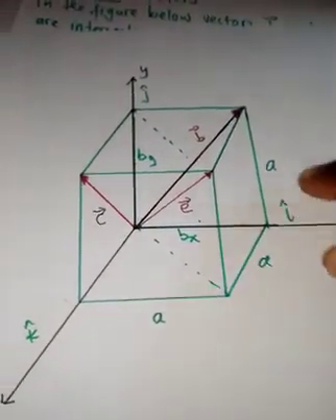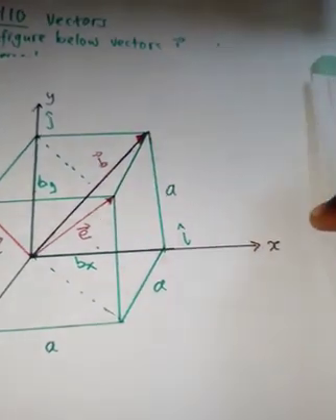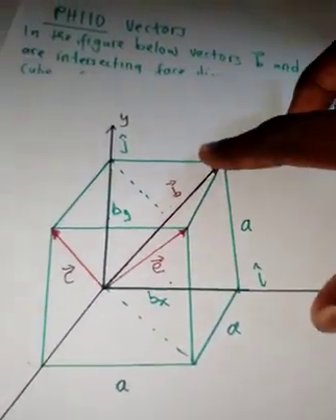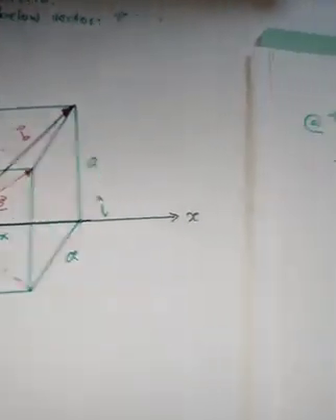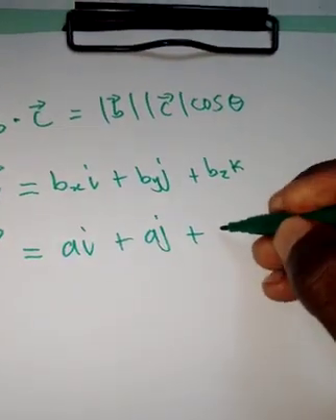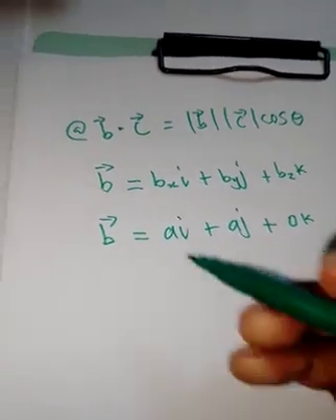So if you check, vector B is only in the XY plane, excluding Z, meaning K will be 0. So this will be 0K. Let's do the same for C.